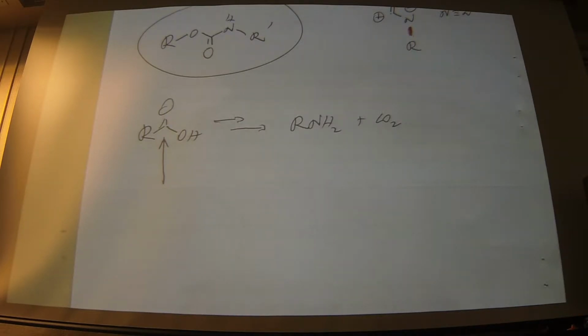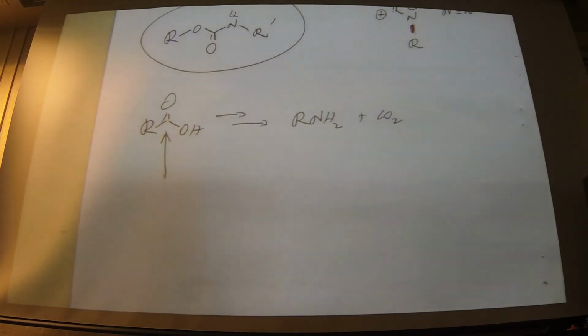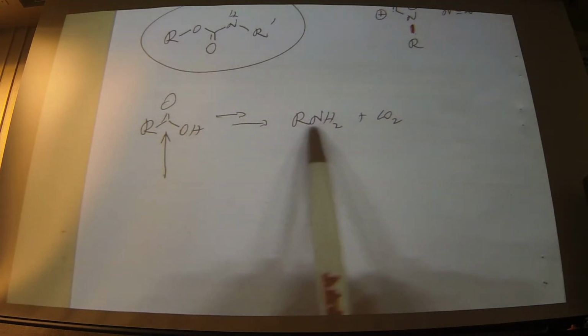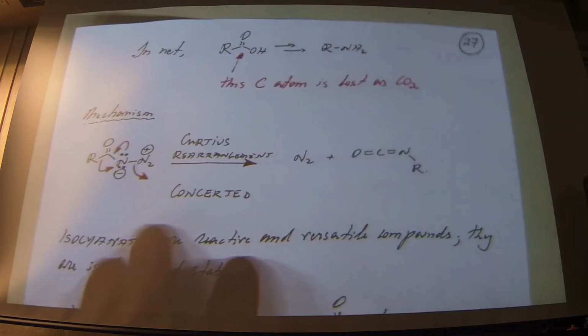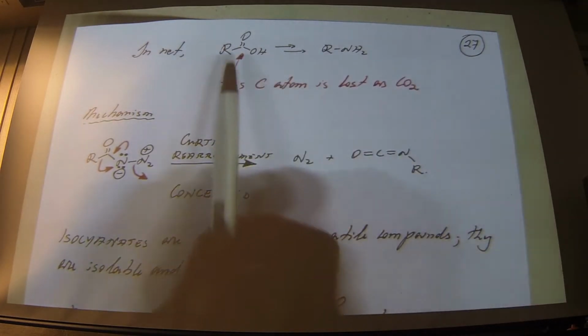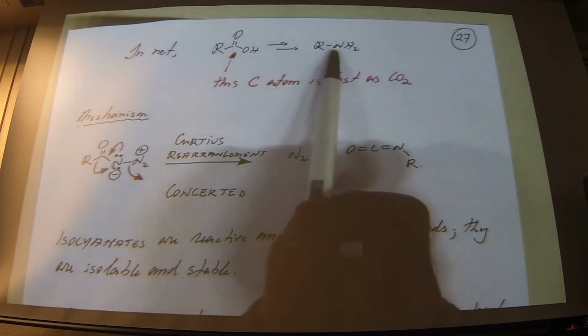And so a one-carbon homologation means I start out typically with an alkyl halide, and then I end up with an alkyl halide that's got one more CH2. Here, I start out with a compound that has one extra carbon atom, and I end up chopping off the carbon atom and ending up with the amine. So I just mentioned that so that you see kind of a continuity here. So in net, this carbon atom is lost as CO2 and you end up with the amine.